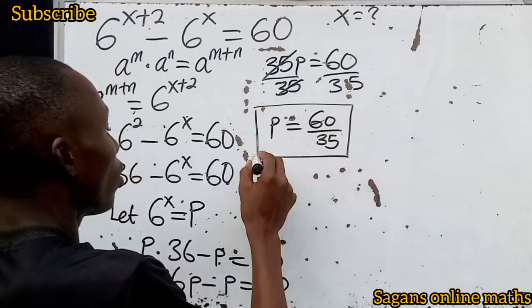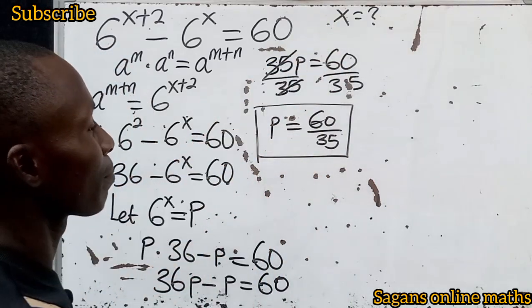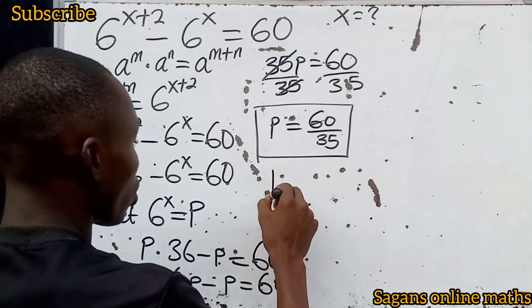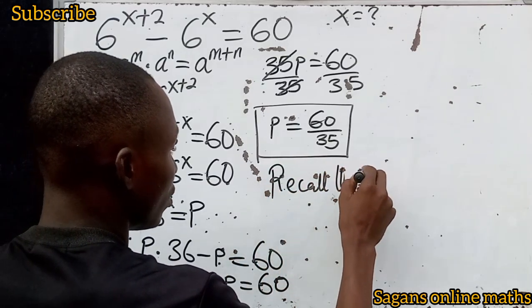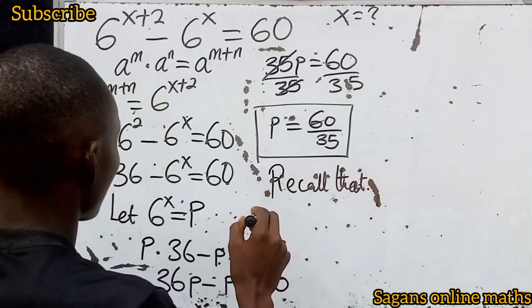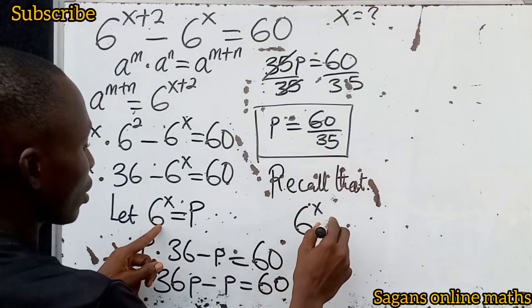But remember, we are not asked to solve for p. We are asked what is the value of x. Now let's recall from here that 6 to the power of x equals p.